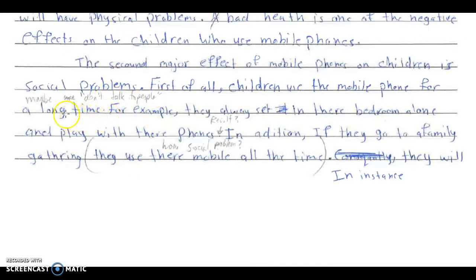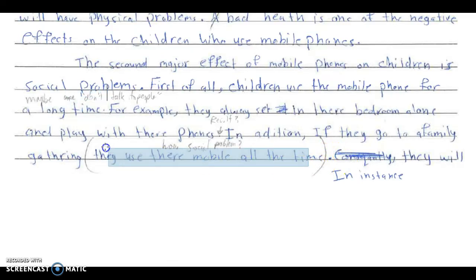Down here, I think you're trying to say they don't talk to people. That's maybe your point that you're trying to say. You need to be clear and say your point. They don't talk to people, and then give your example. And then after your example, you show the result. Okay, so since they're doing this, they won't be talking to people, and as a result, they'll have social problems. So remember, keep on bringing it back.